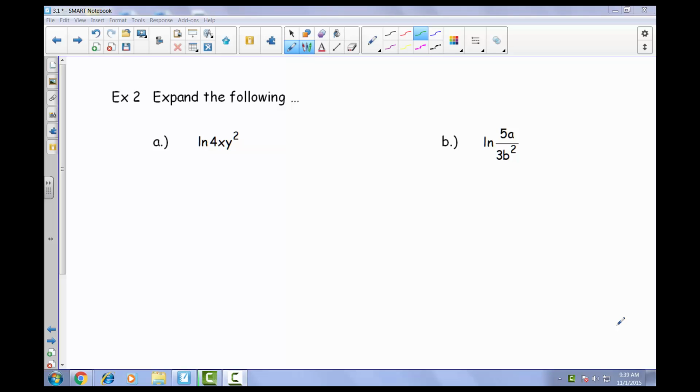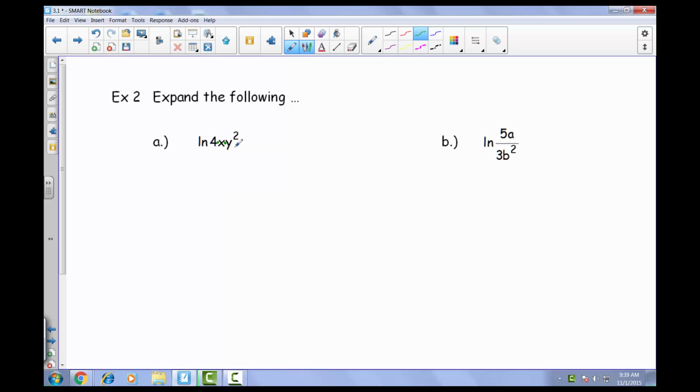Here we are looking at example 2 from our 3.1 set of notes. We're asked to expand now the following. Instead of condensing, we're expanding. So we notice a single logarithm, and as a result, we notice that we have a product here with 4 times x, also times y squared. So we're going to go ahead and expand this with 3 different natural logs.